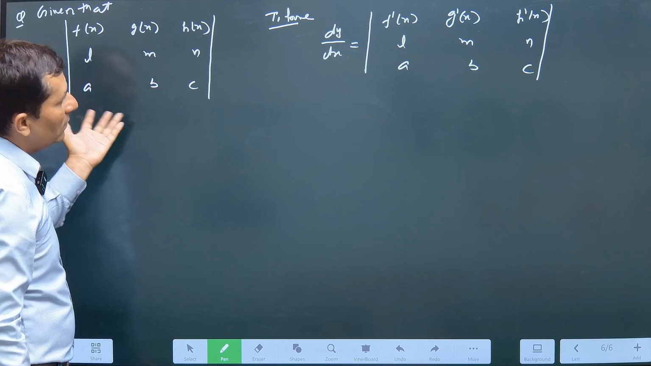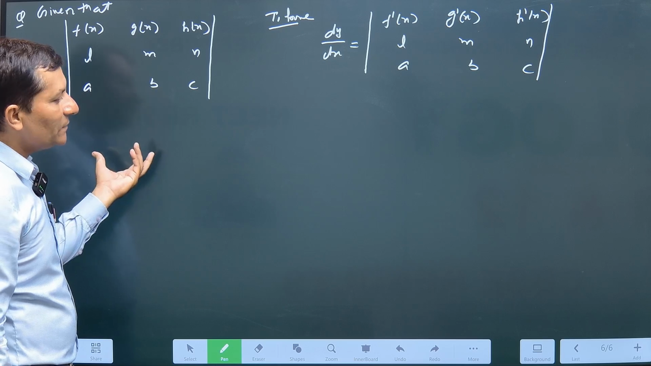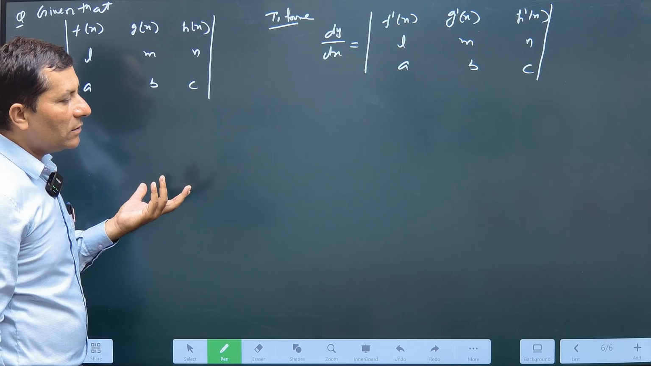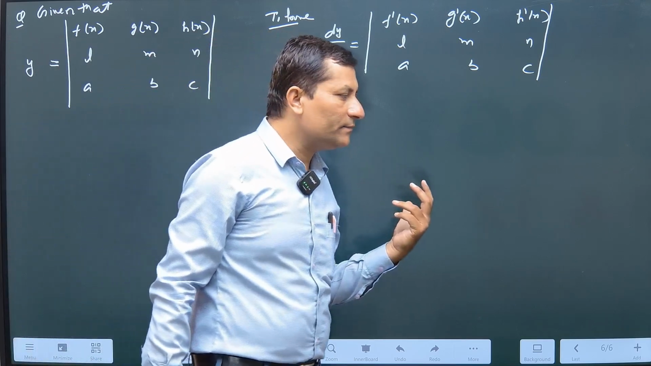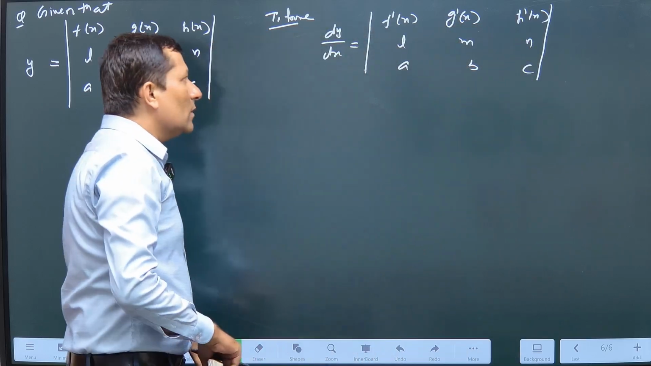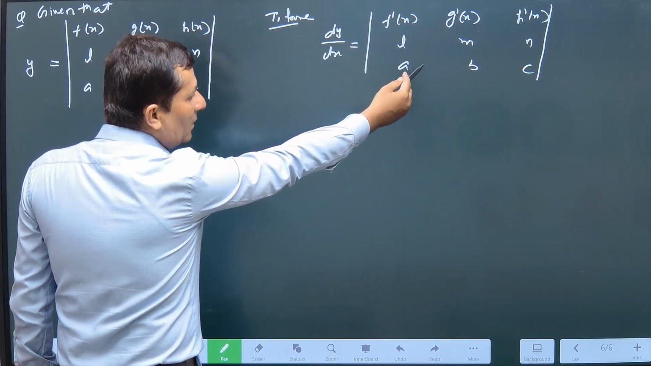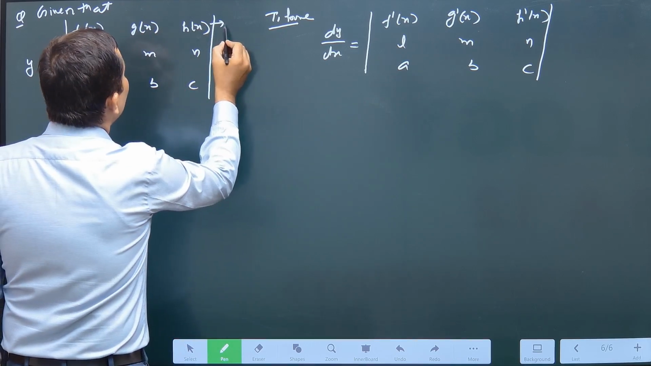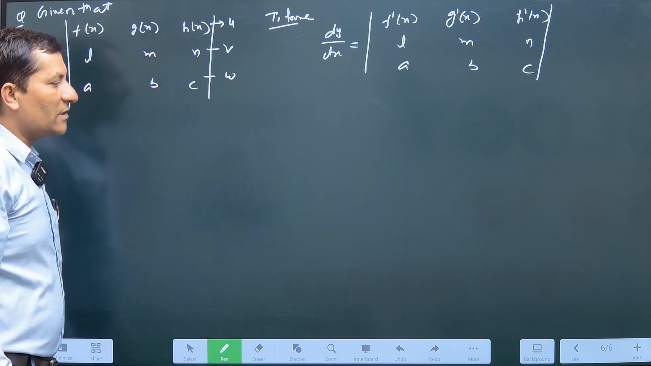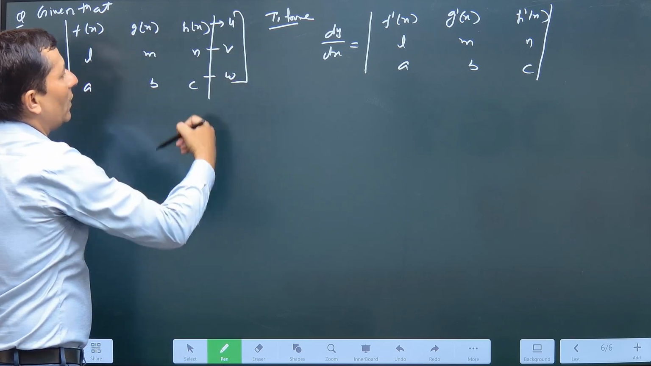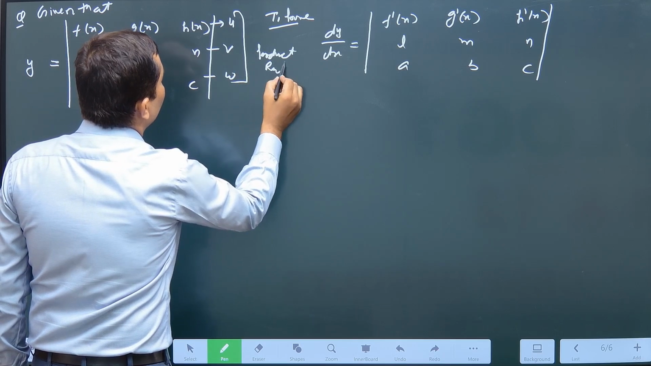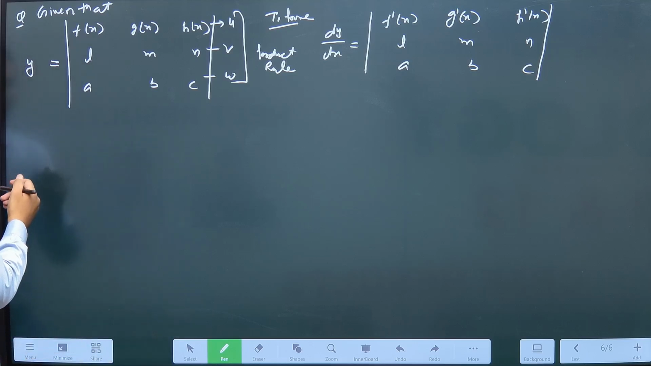First of all, calculate it, then find out the result. Determinant means the value of determinant exists at any point, but the requirement is this. So use the product rule. This is your u, this is your v, this is your w. Understand? Use product rule here. Understand? Write down here.